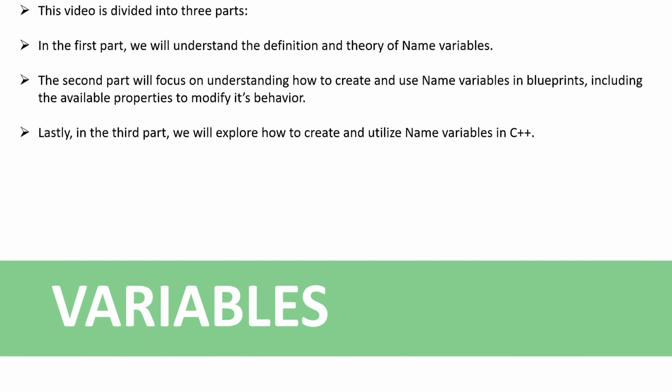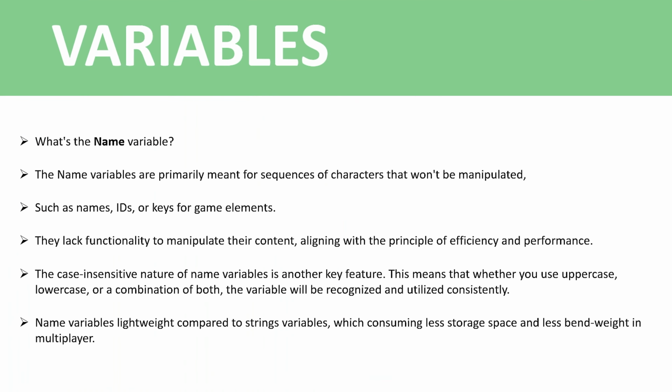So let's get started. First question you might ask is, what is a name variable? Name variables are primarily made of a sequence of characters that won't be manipulated, such as a name, ID or key for game elements. They lack functionality to manipulate their content, aligning with the principle of efficiency and performance. The case-insensitive nature of name variables is another key feature. This means that whether you use uppercase, lowercase or a combination of both, the variable will be recognized and utilized consistently.